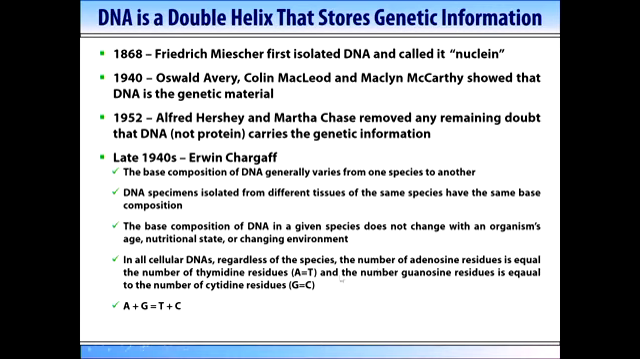In all cellular DNAs, regardless of the species, the number of adenosine residues is equal to the number of thymine residues. The same holds true for G and C. This is perhaps what Erwin Chargaff is most known for: the discovery of the fact that the number of A's always equals the number of T's, and the number of G's always equals the number of C's.